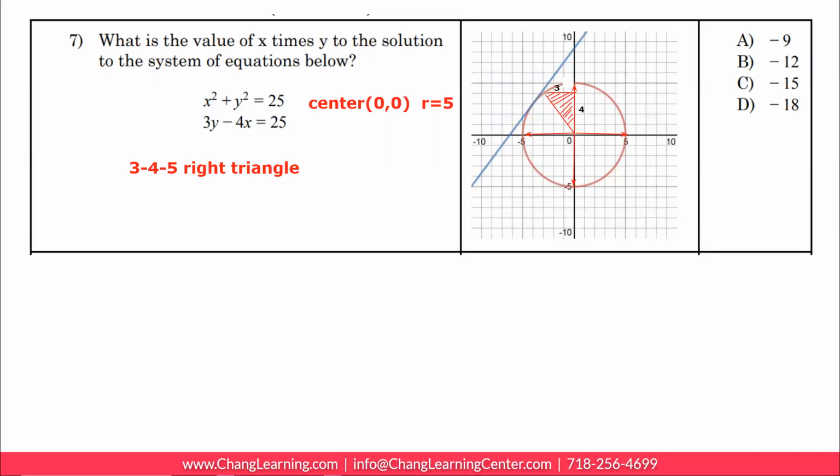So that's one possible location where they can intersect, because if you plug into the equation, we literally get 3 squared plus 4 squared equals 5 squared, or 25. So that would be one point that's legitimately on the red circle. Well, that coordinate is negative 3, 4.